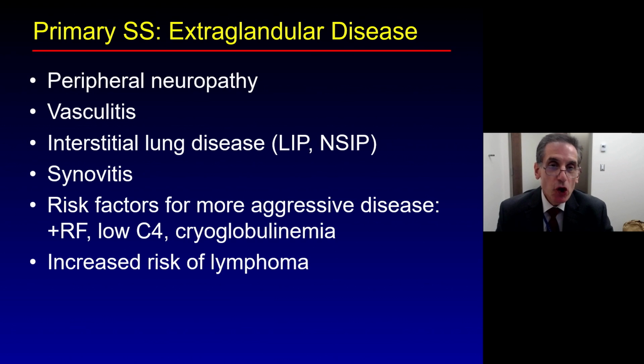However, Sjogren's syndrome is more than just dry mouth and dry eyes. These patients can get a peripheral neuropathy. They can get a vasculitis. They can get interstitial lung disease, which can be severe. They can get joint involvement, and they can have an increased risk for lymphoma. Risk factors for more aggressive Sjogren's syndrome include the presence of a concomitant positive rheumatoid factor, low complement, and the presence of cryoglobulinemia.